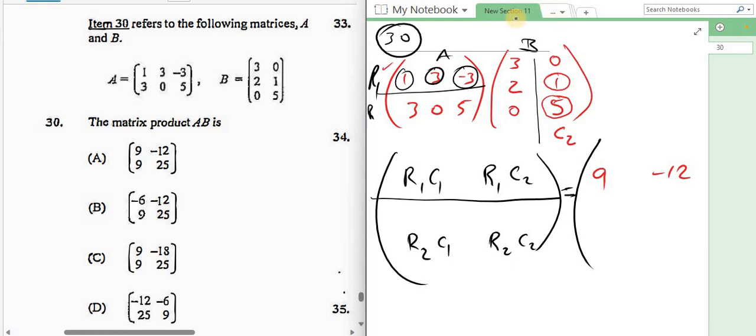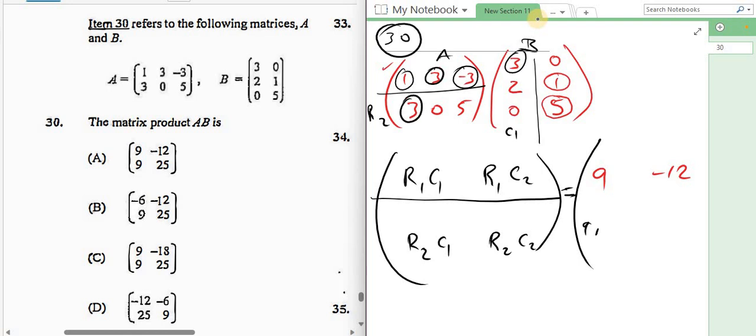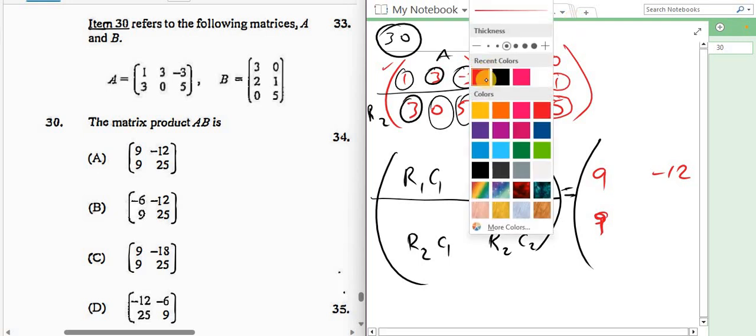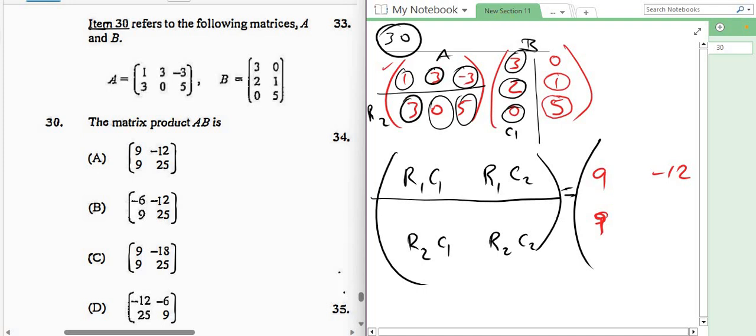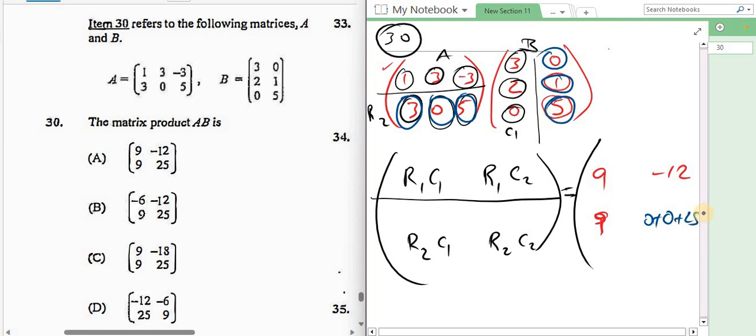Row 2, right? Let's go to row 2 and column 1. So 3 times 3, 9, plus 0 times 2, 0, plus 5 times 0 is 0. So it's going to be 9. Let's do the last one, same row 2. I'm going to use a different color this time. Let's use blue. 3 times 0 is 0, plus 0 times 0, plus 5 times 5 is 25. So all that will work out to be 25, right? And so our answer is 8.